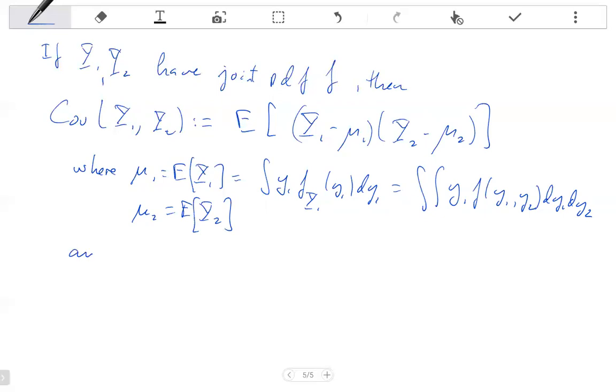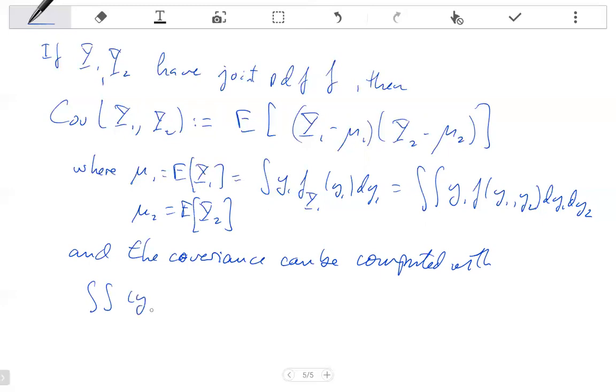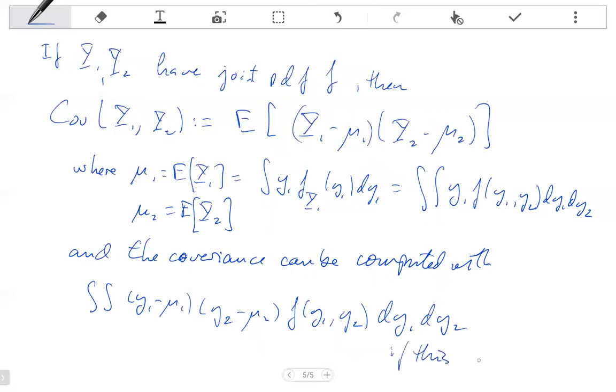And the covariance can be computed as the expected value, the double integral of y1 minus mu1 times y2 minus mu2 times f of y1, y2 dy1 dy2, if this exists. And that applies in all cases.